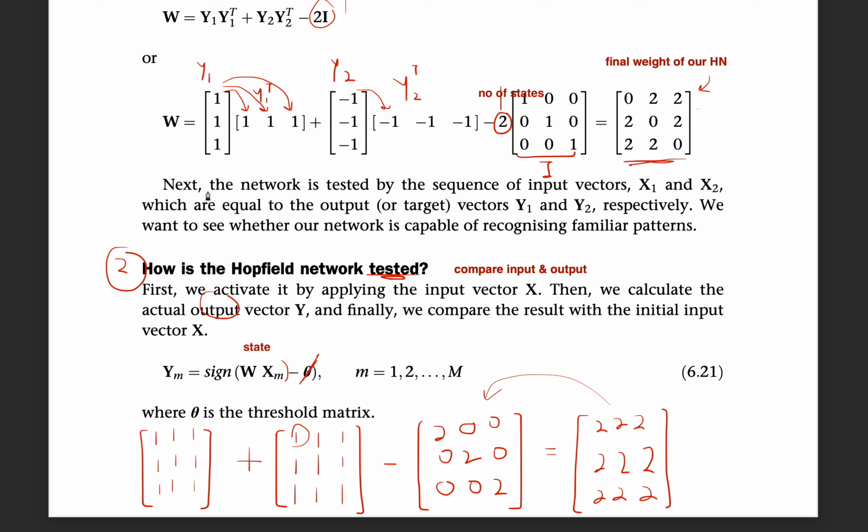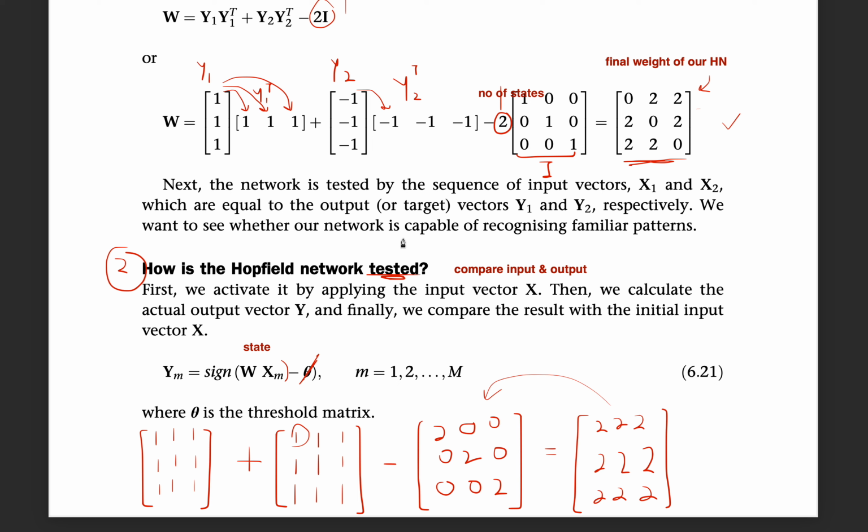Okay, so next, once we have this weight, the network is tested by the sequence of input vectors x1 and x2, which are equal to the outputs or targets, vectors y1 and y2 respectively. So we have finished the first step. Once we have the weight values, we do the second step. What is the second step? The second step is the testing step.